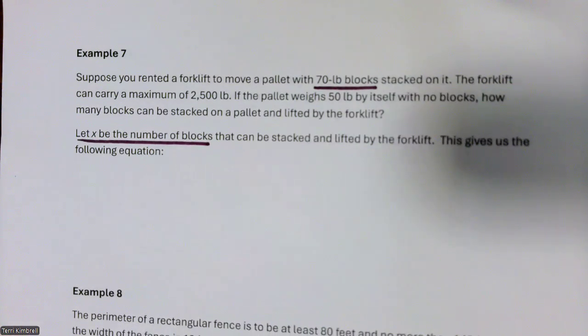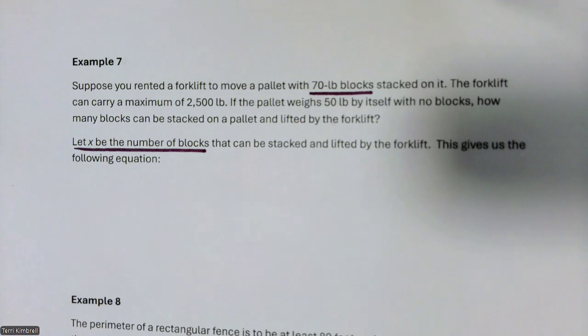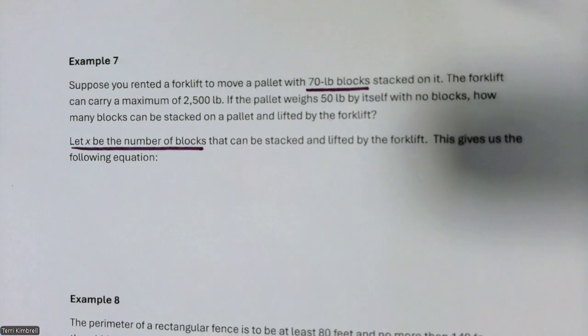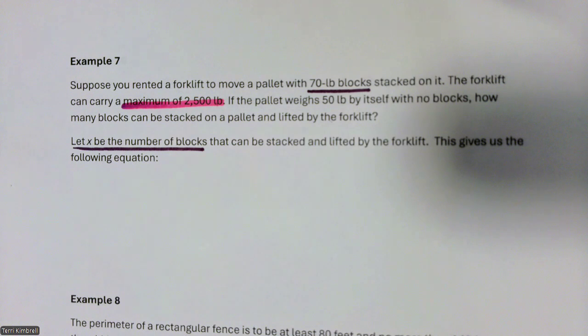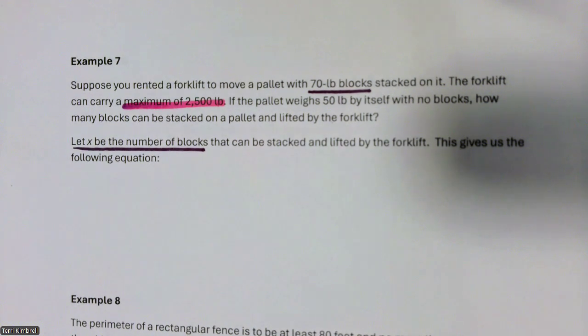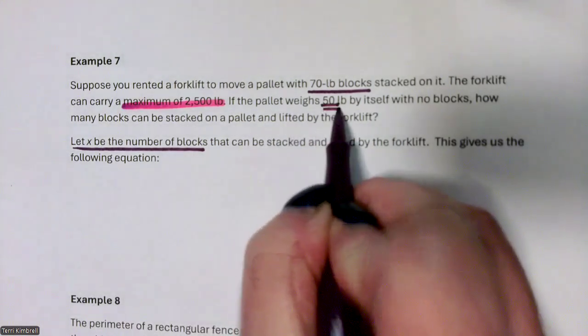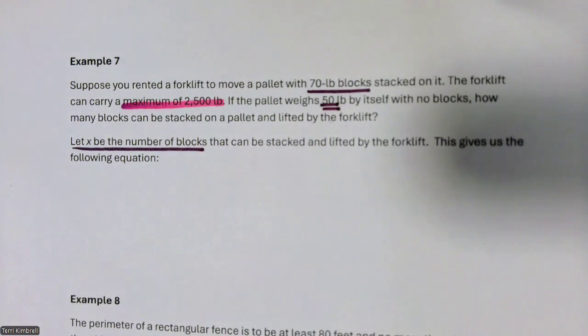Okay, now we're to the last part of the word problems. So suppose you rented a forklift to move a pallet with 70-pound blocks stacked on it. The forklift can carry a maximum, that would be an inequality, of 2,500 pounds. The pallet already weighs 50 pounds. So we have a pallet that's weighing 50 pounds. We have to count that weight into consideration with no blocks. How many blocks can be stacked on a pallet and lifted by the forklift?